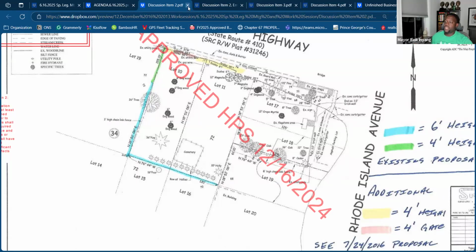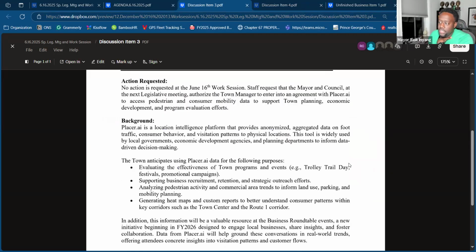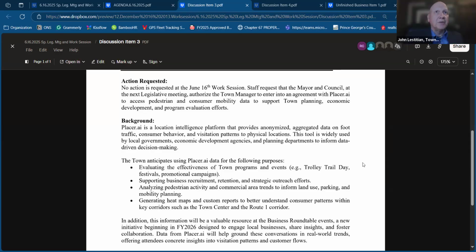All right, next on the agenda is the agreement with Placer AI, location intelligence analytics platform. Do you have a staff proposal or presentation on this? We do, Mr. Chelton. Absolutely. Thank you again, Mayor and Council, members of the public.